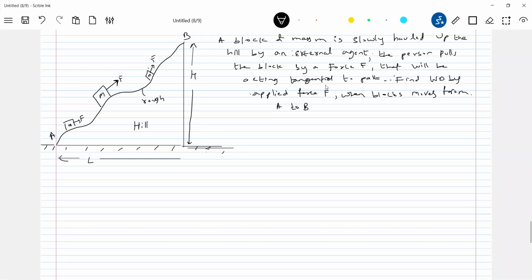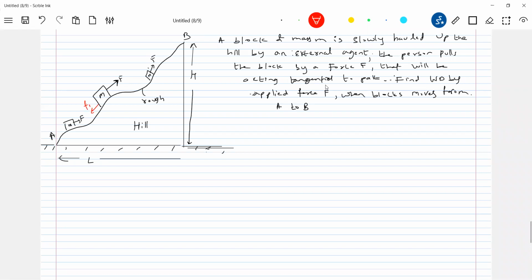So like this, I'll slowly haul it up. Haul means I'm going to drag it. You take some heavy box or something and try to drag it, that is called hauling. H-A-U-L-I-N-G, or hauled up. You have to be very careful about the words here. Now, how will the frictional force be acting? The frictional force will act tangentially everywhere.